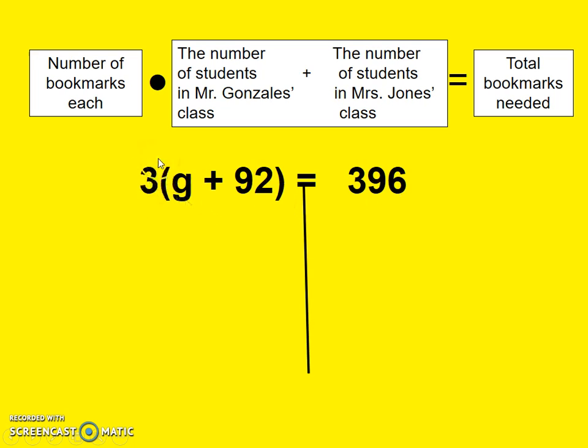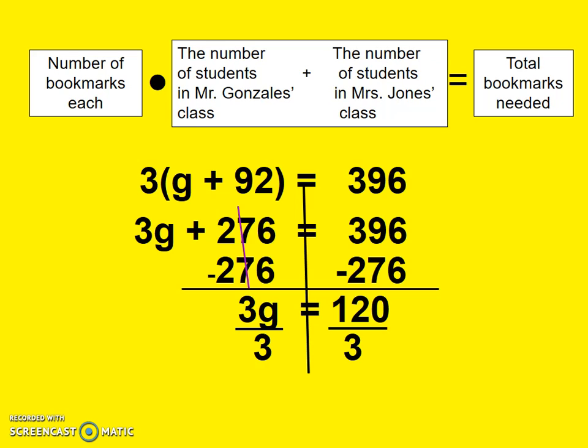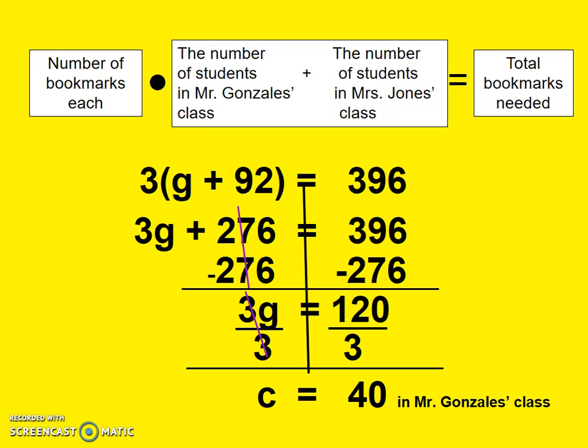All right, so our first step is that we will distribute here so that we can clear out our parentheses. So 3 times G is 3G, plus 3 times 92 is now 276, and that's equal to 396. Undo addition or subtraction. So we're going to subtract 276 from both sides, leaving us with 3G is now equal to 120. And our last step would be to divide both sides by 3, leaving us with G is equal to 40. So there are 40 students in Mr. Gonzalez's class.